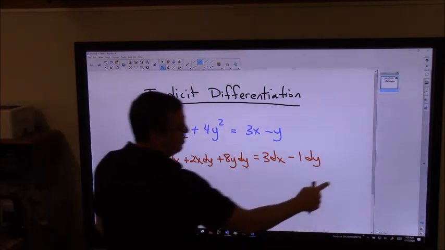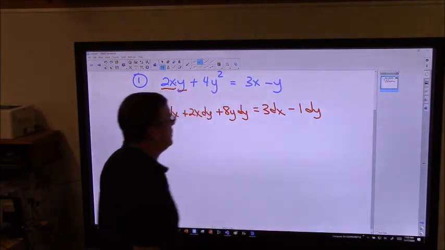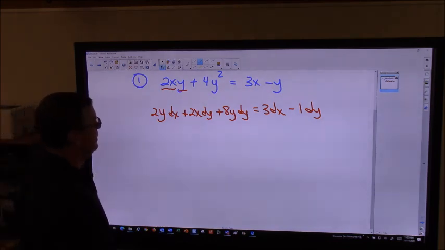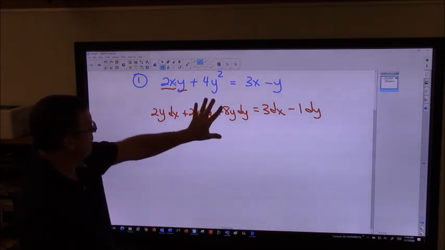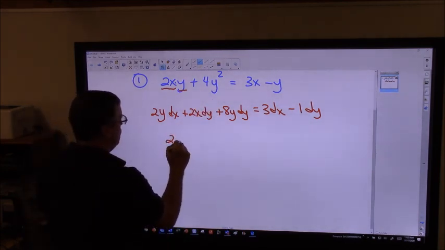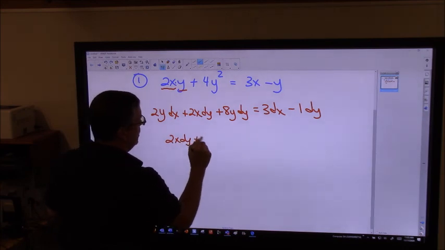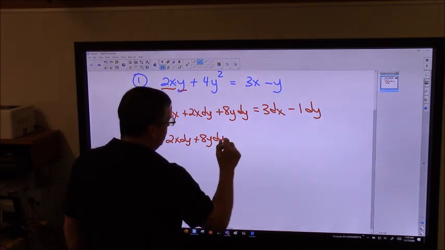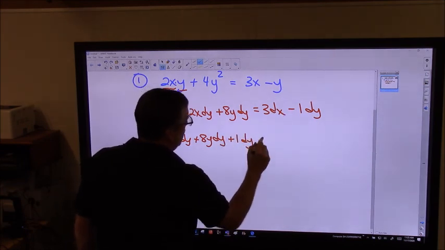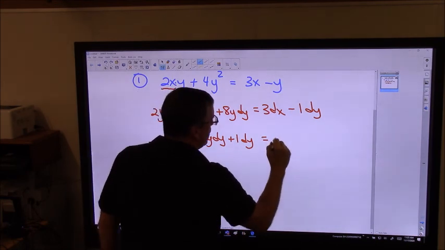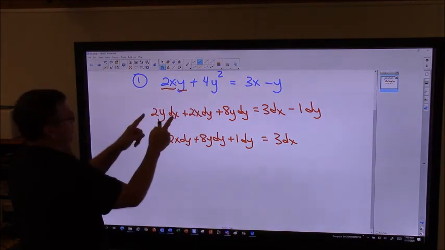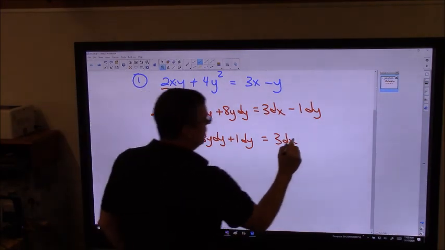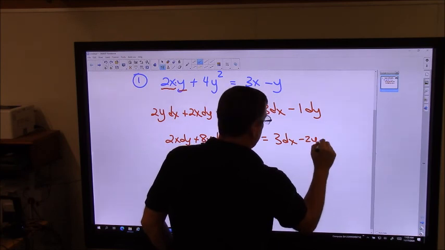So what I'm going to do is I'm going to put all of the dy stuff on one side of the equal sign and the dx stuff on the other side. So let's see, since I've already got two terms here, I'll just go ahead and leave the dy stuff here. 2x dy plus 8y dy. I'll bring this over, it'll become positive 1 dy. On this side of the equal sign, I've got 3 dx, and I got to take this term and move it to the other side and do the opposite. That will become negative. So minus 2y dx.